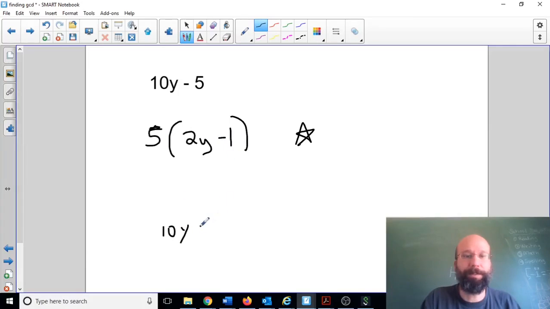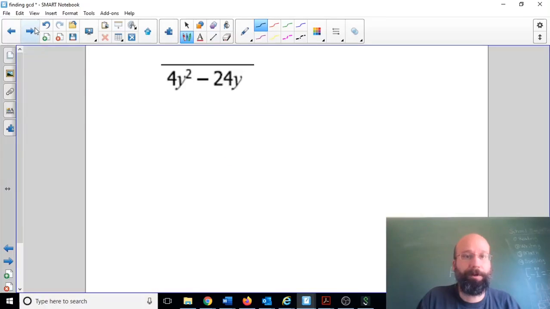5 times negative 1 is negative 5. Once we distribute, we should get the same thing. And we did, so we know we did it right. So let's make it a little bit harder with this one. This one, they have the same variable and they have coefficients. They have numbers and the same variable.